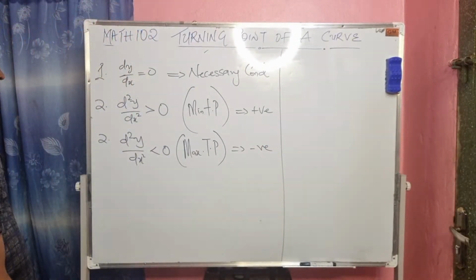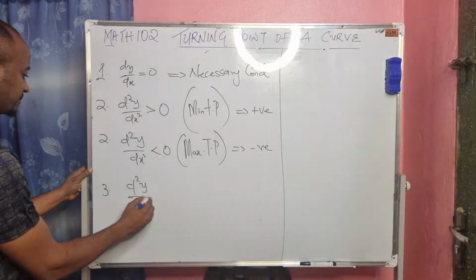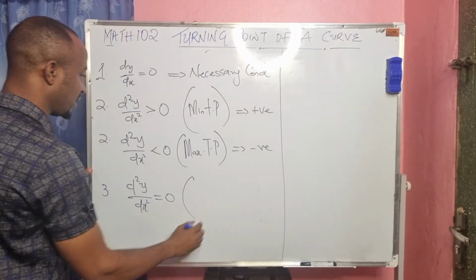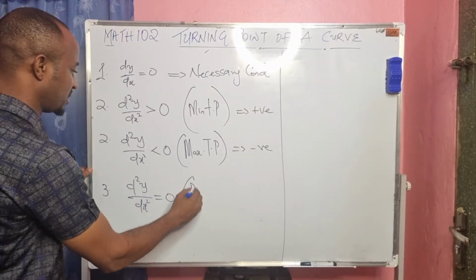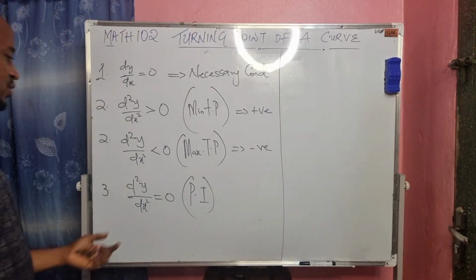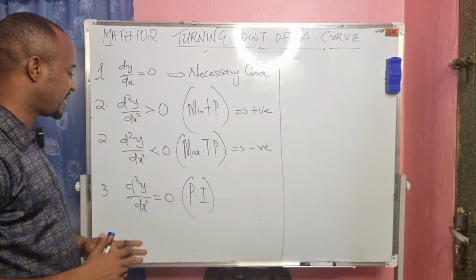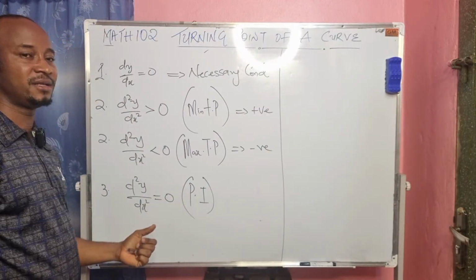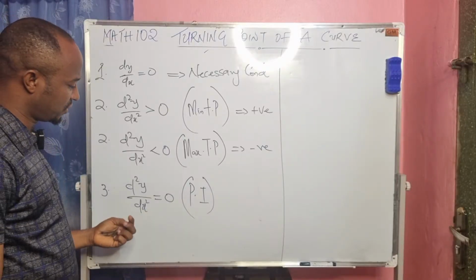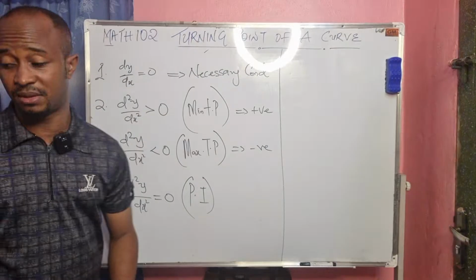Then the third one is, if we have d2y/dx squared equal to 0, we are going to have the point of inflection. I'll be showing us how to determine the point of inflection. Today's class, our emphasis will be more on how to find the point of inflection of a curve. And I will be solving some problems, all right?